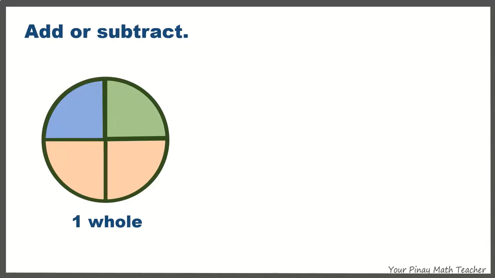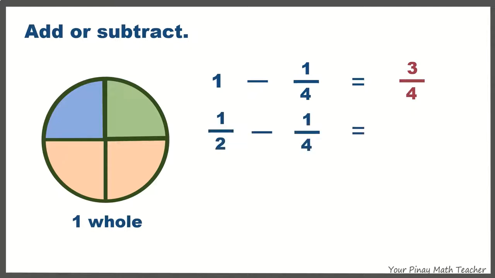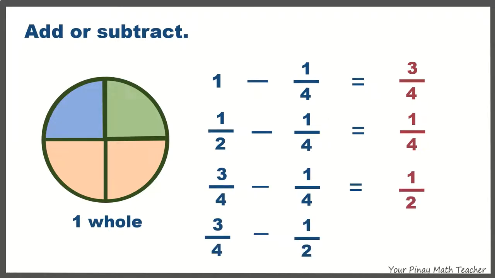Add or subtract the following basic fractions. 1 whole minus 1/4 is equal to 3/4. 1/2 minus 1/4 is equal to 1/4. 3/4 minus 1/4 is equal to 1/2 or 2/4. 3/4 minus 1/2 is 1/4.